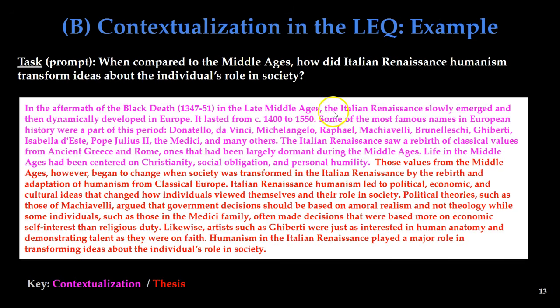So let's look at some exemplars. You can read them on your own. In this kind of pinkish fuchsia color is the context, and then the thesis statement is in red. So give it a read. So the sentence that really helps out the student to get the context point here is this last one right here. The Italian Renaissance saw a rebirth of classical values from ancient Greece and Rome. That's that specific evidence we are looking for. And then connects it to the Middle Ages and what it's kind of replacing there. Well done, student. That's getting the point.